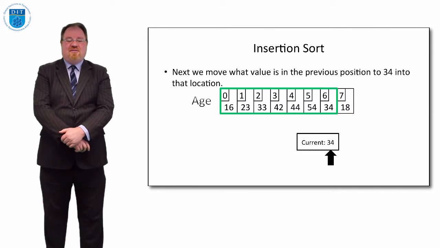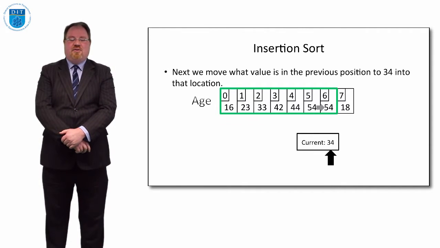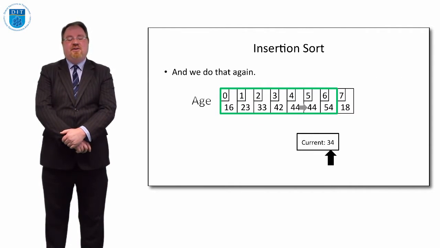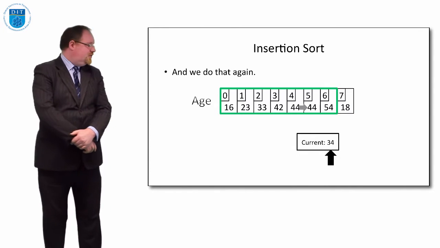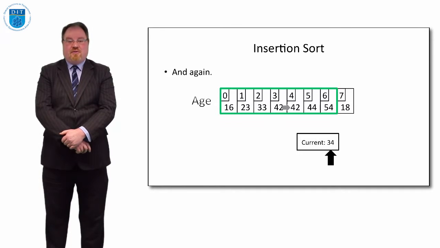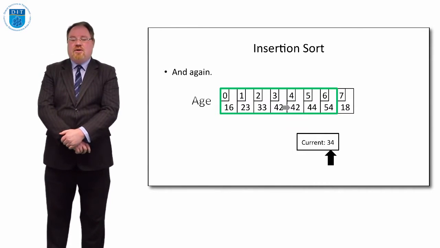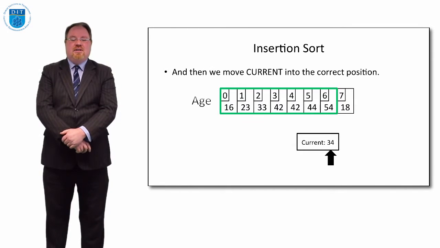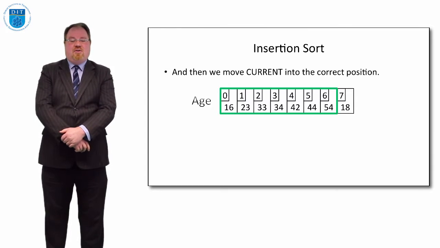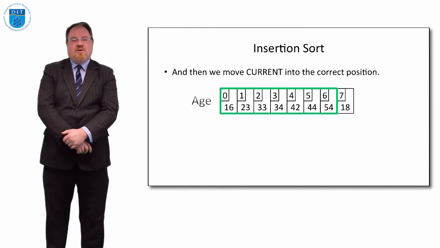Then what we do is fairly straightforward. We move the number 54 into the location that 34 is in. So 54 is in both locations. Then we take 44 and put that into the location that 54 was in. Then we move 42 into the position that 44 was in. And then we know that's where 34 needs to go. So we write 34 into location 3, the fourth element of the list. So that's how we do the move.